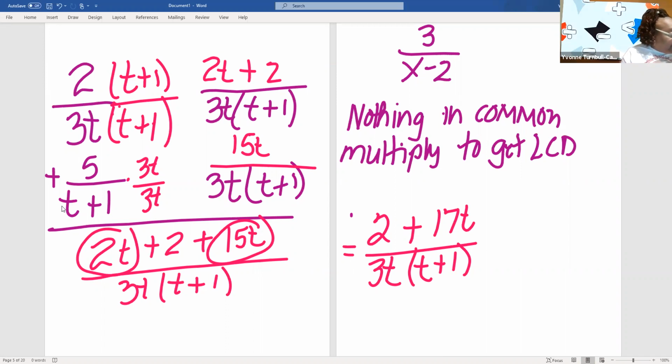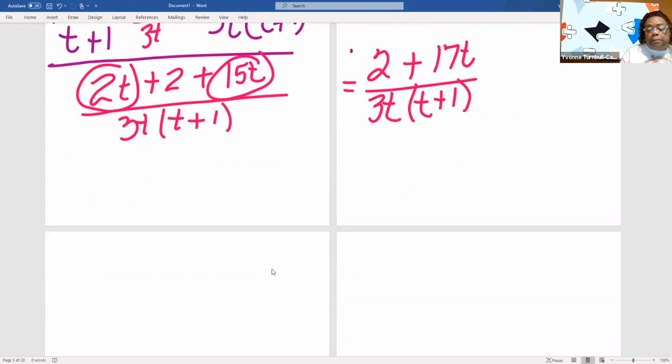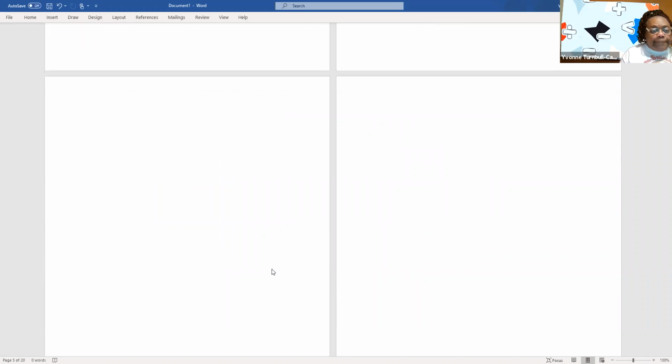Now I have one more fun example, and it has to do with opposites. We talked about that earlier. We have 7 over x minus 3 minus 9 over 3 minus x.